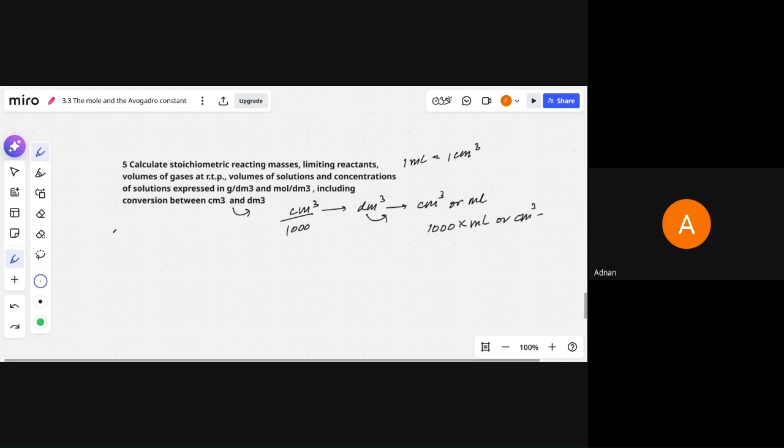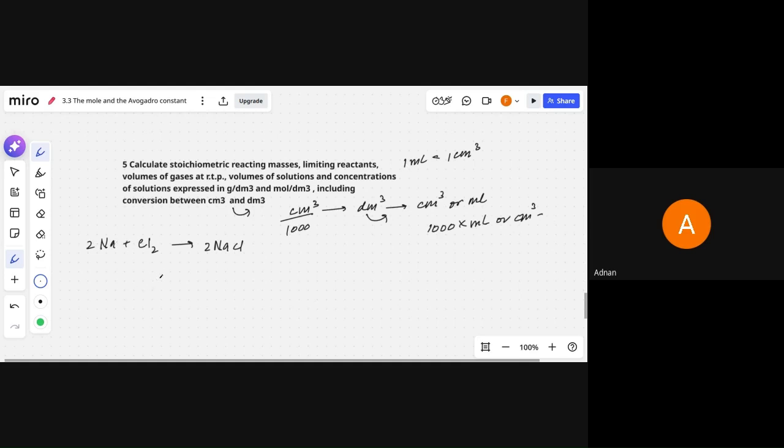All right, so now I'm going to write this equation where sodium is reacting with chlorine. It is producing sodium chloride. To balance this equation, I put 2 here and I put 2 here. Now the equation is balanced.